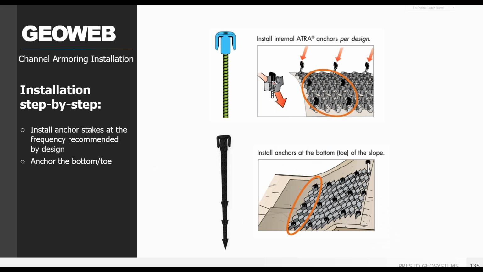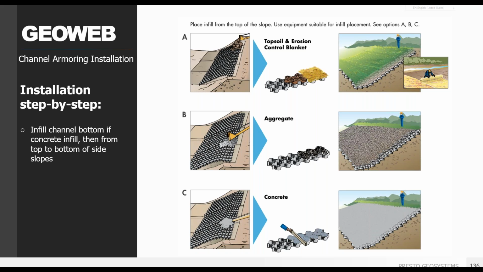Then continue installing anchors at the frequency recommended by the design. And once the system is properly anchored, infill from top of slope down. If it's a concrete channel armoring install, it may work best to fill the bottom of the channel first, then your side slopes.